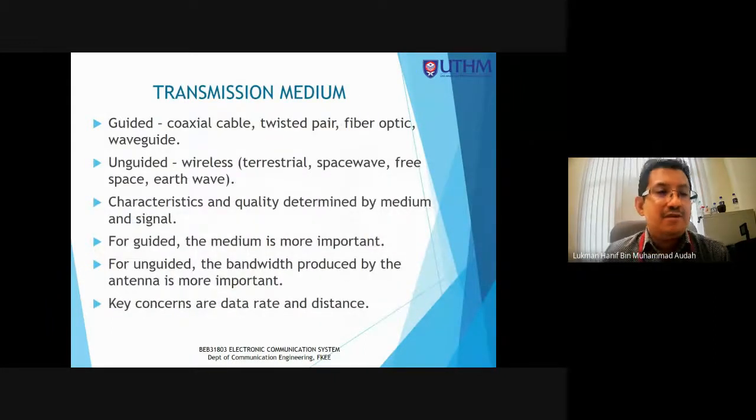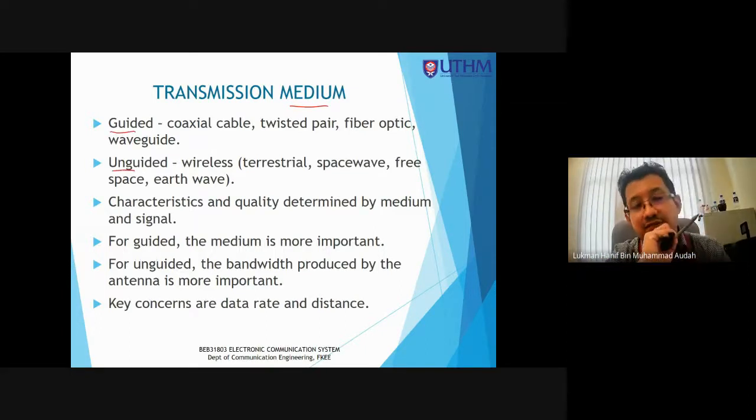Okay, transmission medium. We have two types. Ini dia punya channel lah, medium atau channel. Nama lainnya adalah channel. So we have two types, guided or unguided. Guided means that the signals are guided from transmitter to the receiver side. So maknanya dia menggunakan kabel. Okay, so there are many types of cable: coaxial cable, twisted pair, fiber optic waveguide.